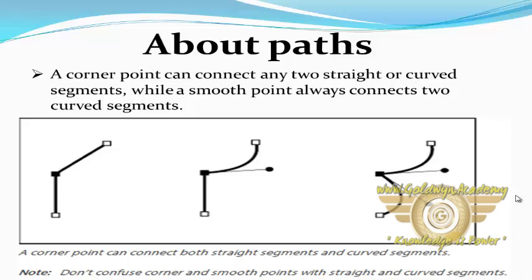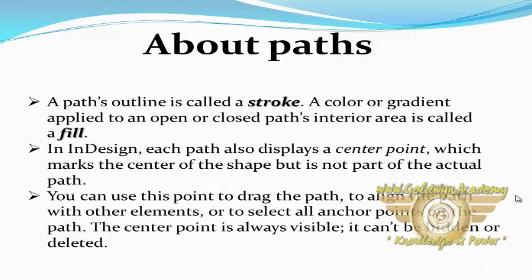This is an example of a corner point. A corner point can connect both a straight segment and a curved segment. What is a stroke? A path's outline is called a stroke. A color or gradient applied to an open or closed path's interior area is called a fill.